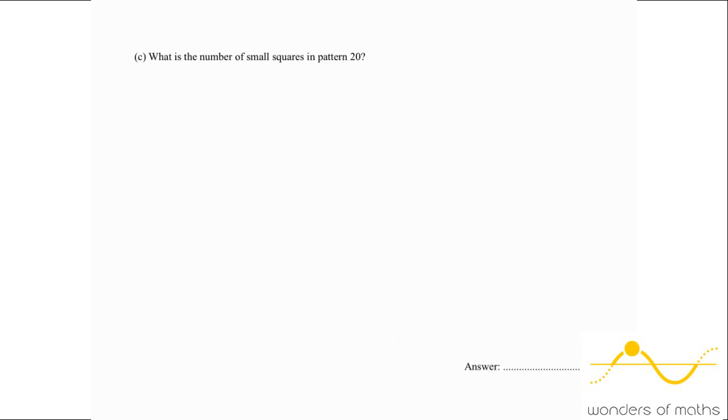And now for the final part of the question. What is the number of small squares in pattern 20? We've already identified the rule for the number of small squares, which is 8n. So to figure out the number of small squares in pattern 20, all we need to do is multiply 20 by 8, giving us 160 small squares.